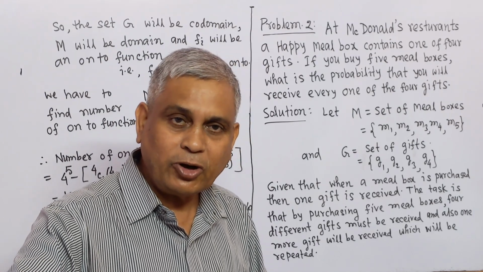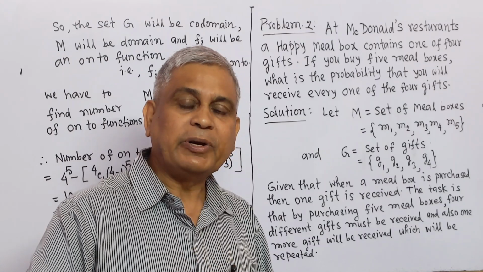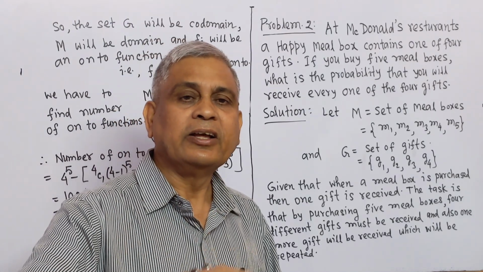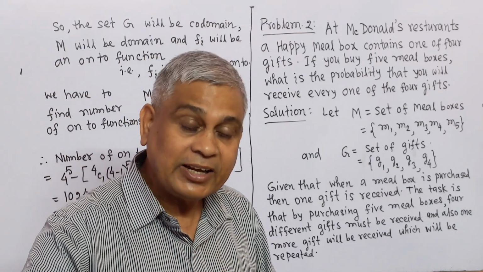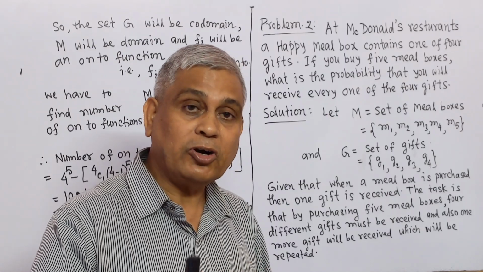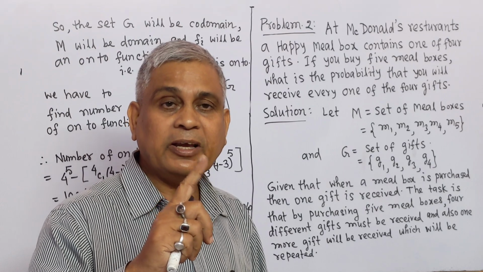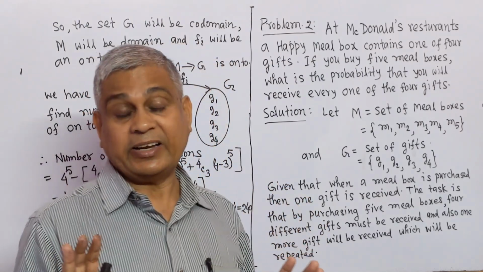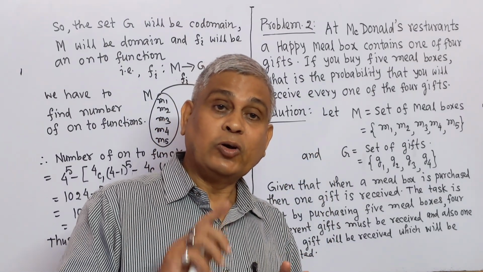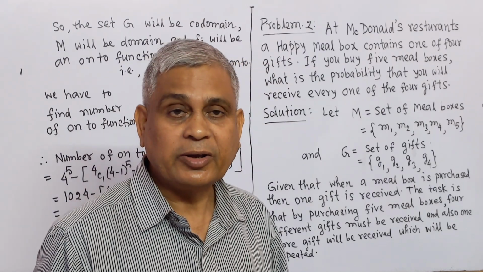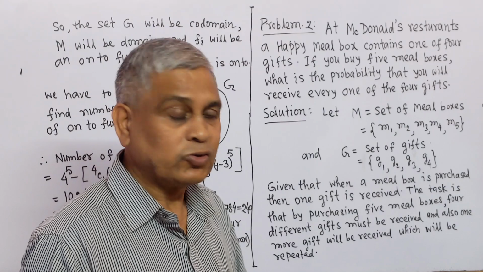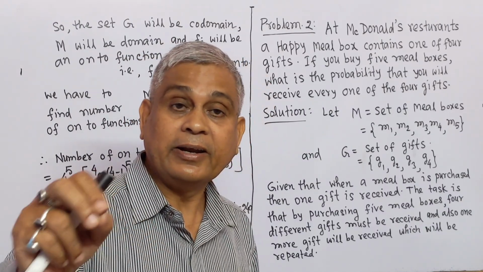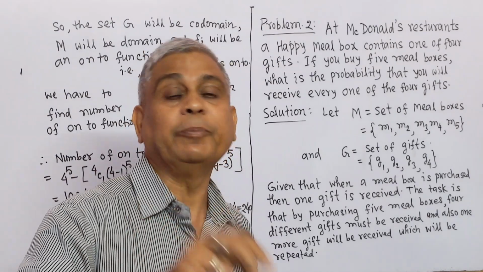So, for 3 meal boxes, we have received gift number 1, and for the other 2 remaining meal boxes, if we get 2 different kinds of gifts, then we get 3 kinds of gifts, because in the first 3 meal boxes we get the same kind of gift, and for the remaining 2 boxes we get 2 different kinds of gifts, means 3 kinds of gifts. But the question is that we have to receive 4 different kinds of gifts by purchasing 5 meal boxes. So, by purchasing 5 meal boxes, we get 4 different types of gifts along with 1 more gift that may be repeated.